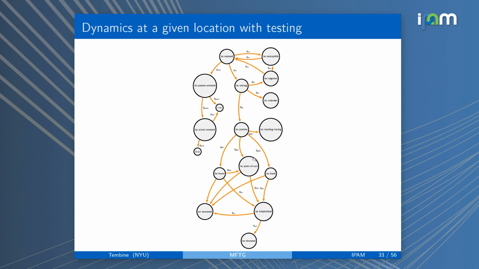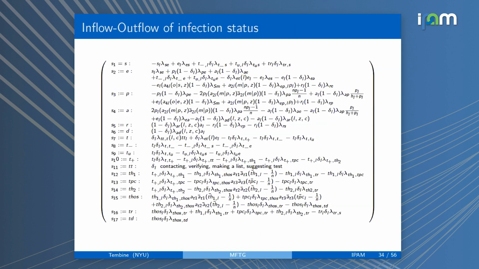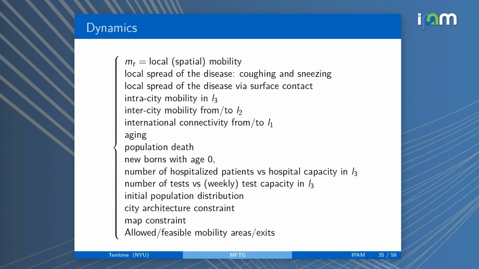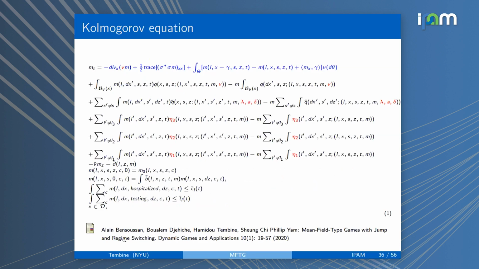So then for the state, you get this state dynamics here, and we have all the details, the probability of transition, and you get the ODE dynamics. It's heavier, but we want to capture the testing structure in the dynamics. And here are the details of the variables we use. This is the Kolmogorov equation that we use, and you can find the derivation in the paper by Ben Susan, Geish, Philip Yam, and myself, to appear.